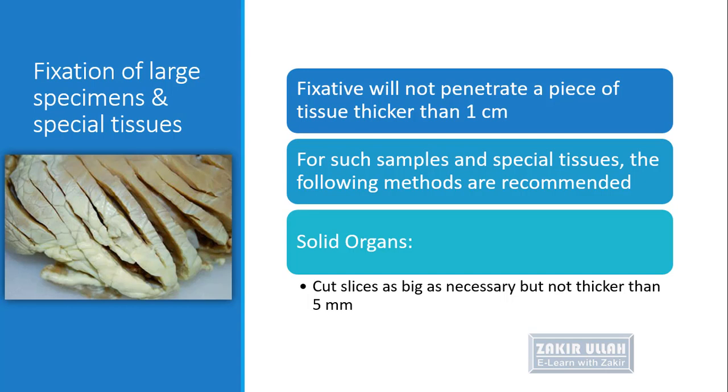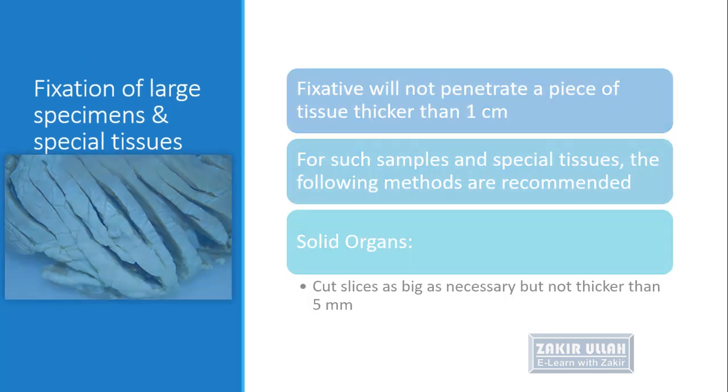So solid or hard organs should be sliced into different portions and different sections, and each slice should be not more than 5 millimeters in thickness.